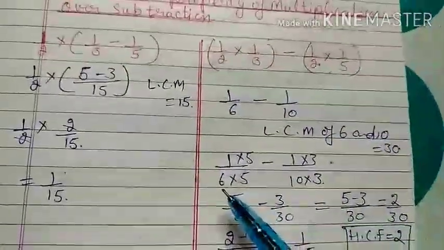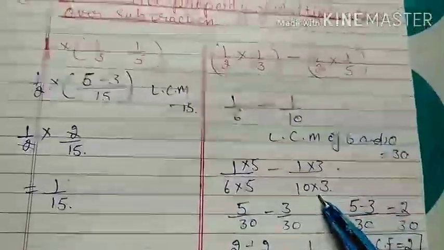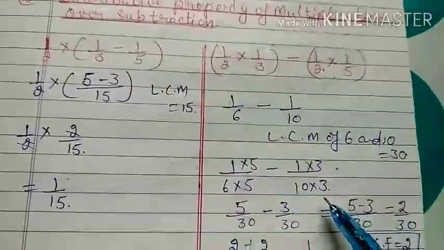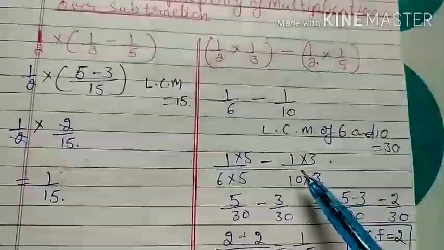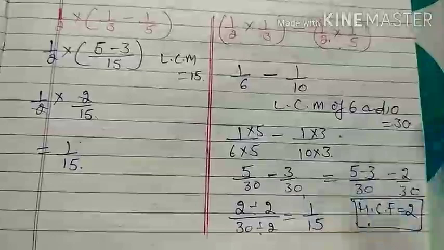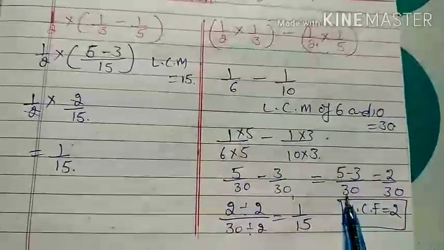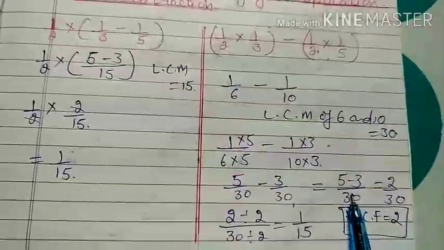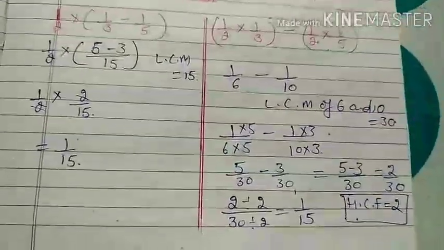And numerator also should be multiplied by 5. Here when I multiply by 3, I got 30 as denominator. Similarly, 3 also will be multiplied with the numerator. 5 by 30 minus 3 by 30. As denominator is common, you have to write and subtract the numerator. 5 minus 3 gives me 2 by 30.